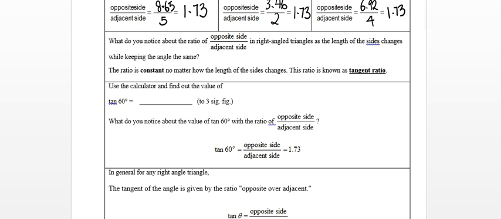Use the calculator and find out the value of tangent 60. Can you find the TAN tangent button on your calculator screen? Press tangent followed by 60. And you'll be able to get the value 1.732. If we were to round it off to 3 decimal places, we will have 1.73. What do you notice about the value for these three numbers?